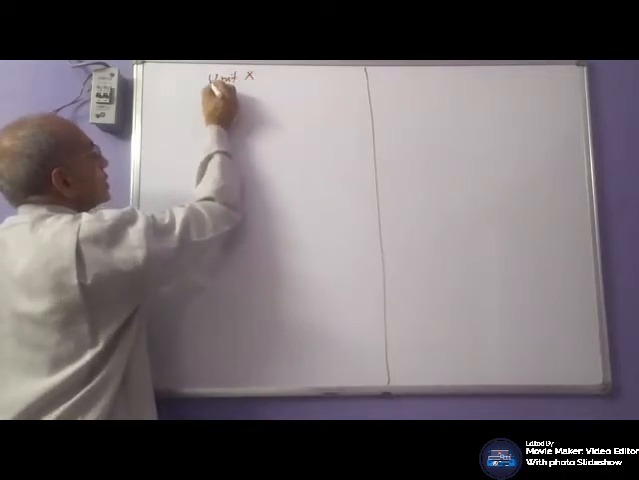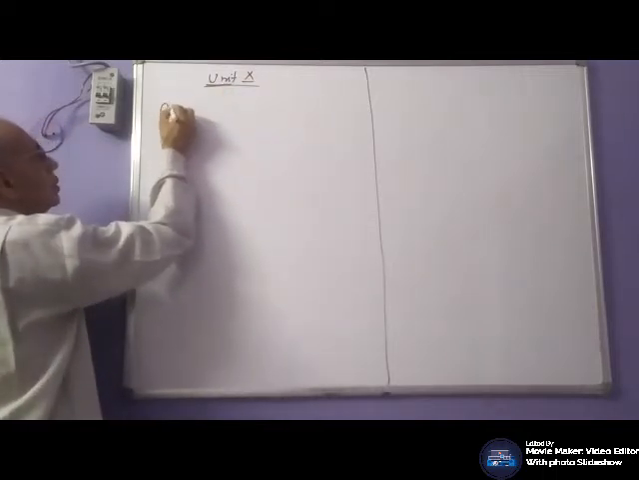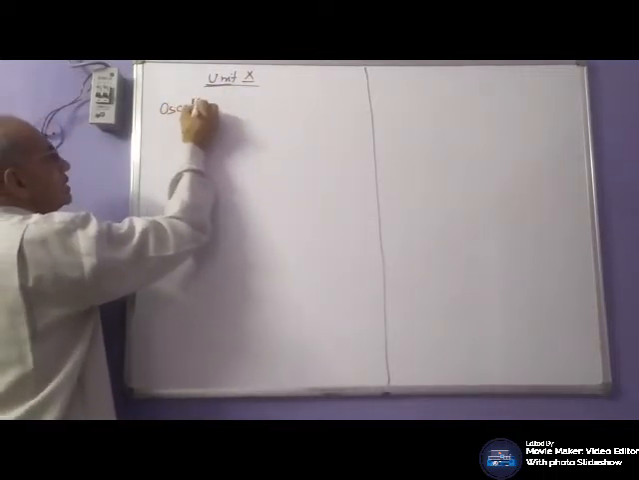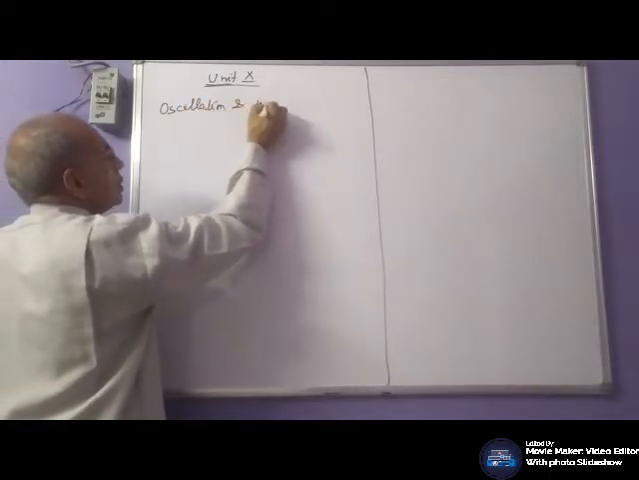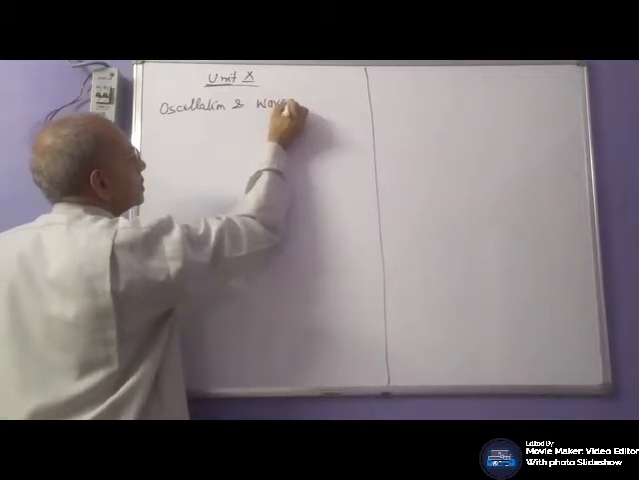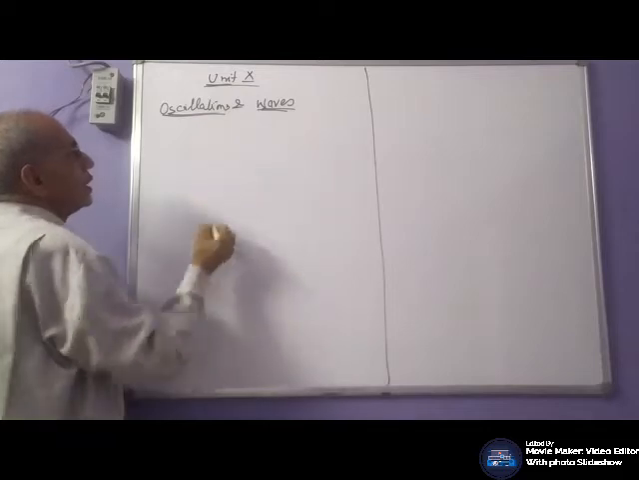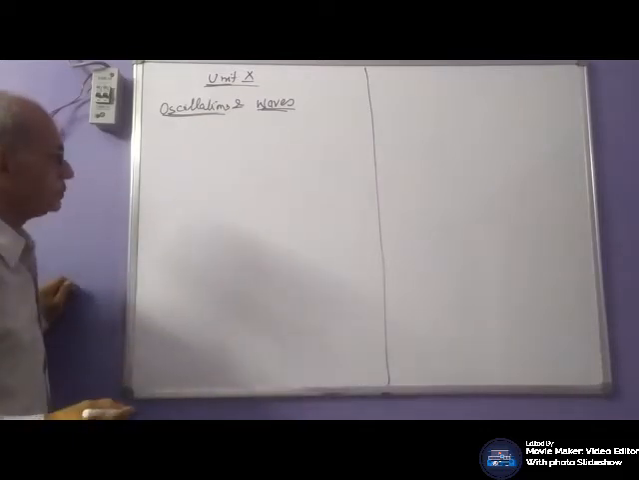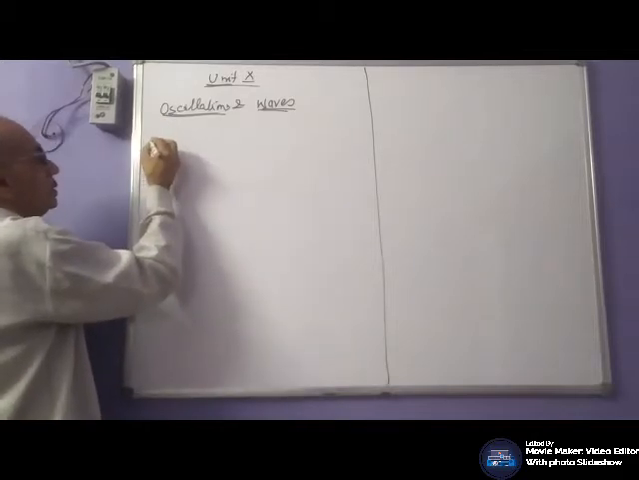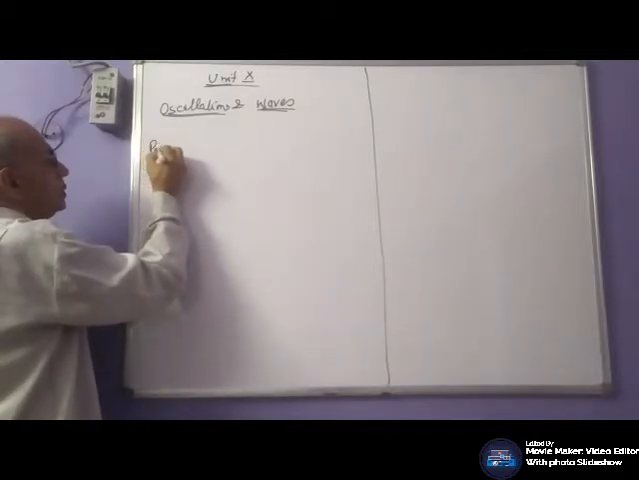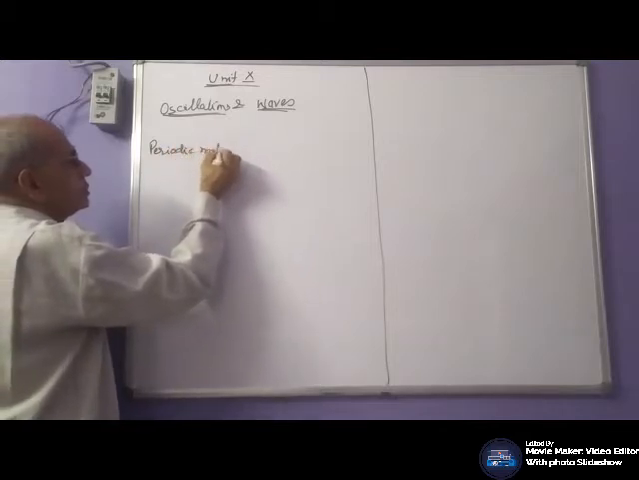Unit 10th. Oscillations. Waves. One part is oscillation and the other part is waves. This is the name of the unit. Periodic motion.